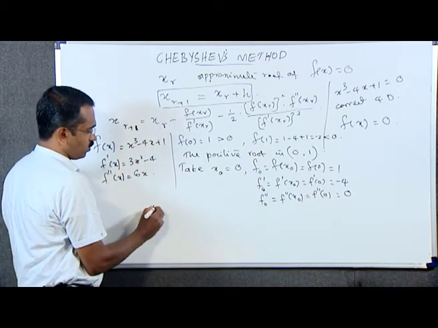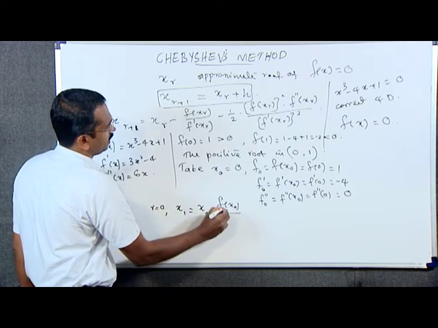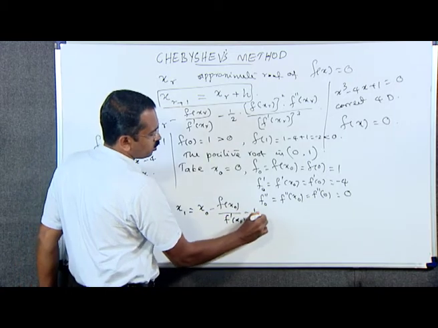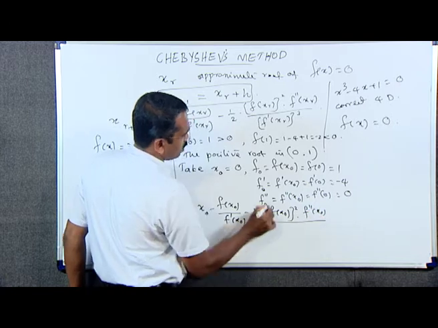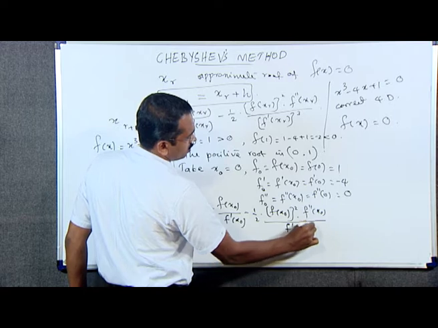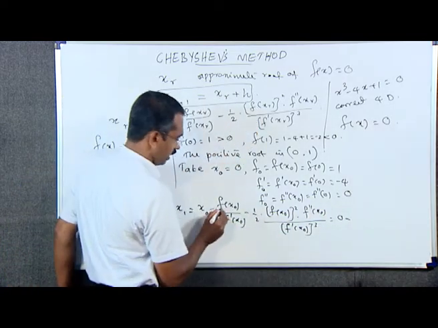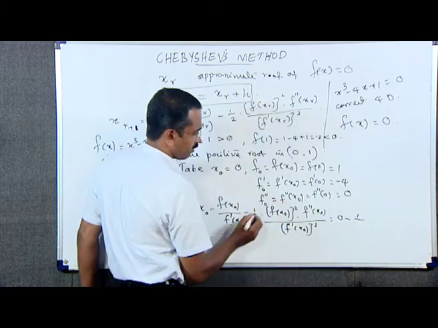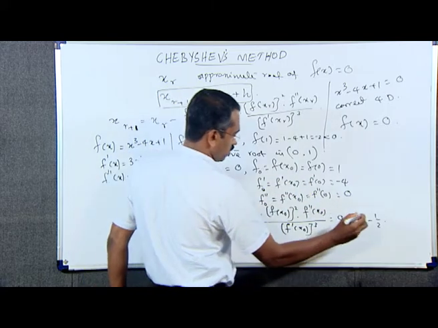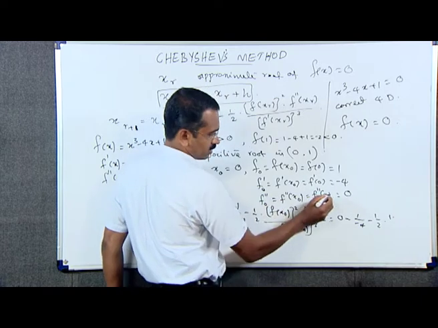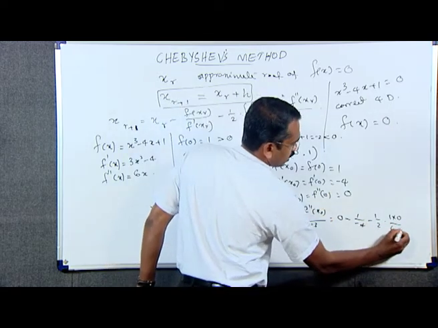Putting r = 0, we will obtain x1 = x0 - f(x0) / f'(x0) - 1/2 × f(x0)^2 × f''(x0) / (f'(x0))^3, that is equal to x0, which is 0, minus f(x0), that is f0 = 1, divided by f'(x0) = -4, minus 1/2 × f(x0)^2, that is 1 square, means 1, into f''(x0), which is 0, divided by f'(x0) whole cube, that is (-4) whole cube.